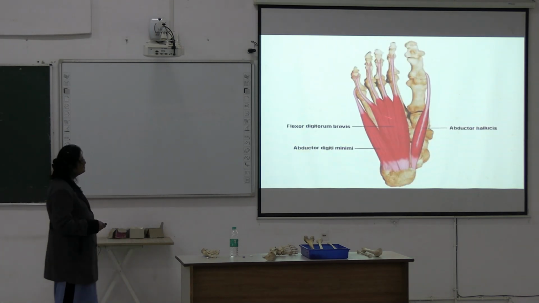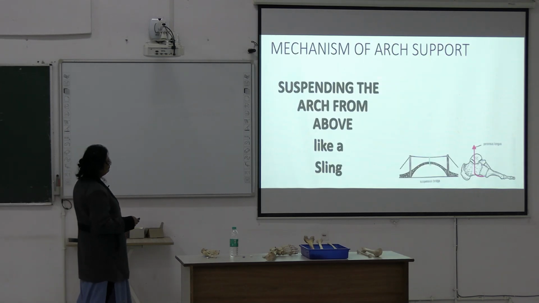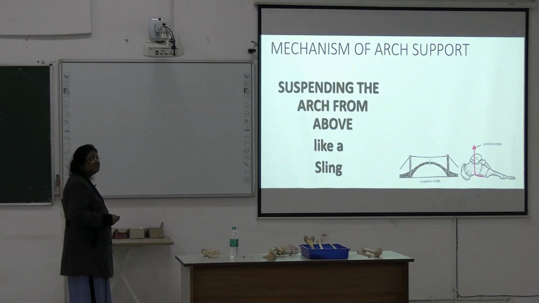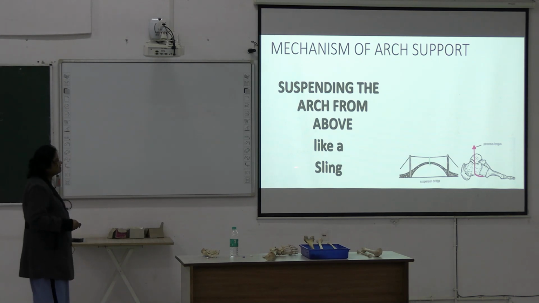These are the muscles of the sole of the foot, abductor hallucis on the medial side, abductor digiti minimi on the lateral side, and this is flexor digitorum brevis, which divides into 4 tendons for these 4 toes. Next, now we will discuss the slings, or structures suspending the arch from above like a sling.